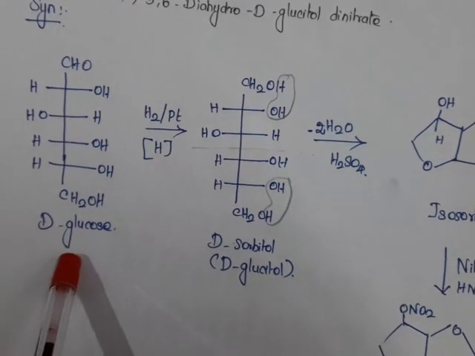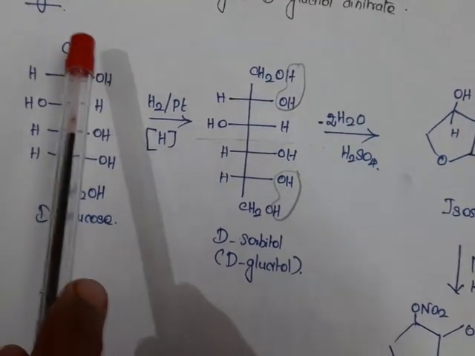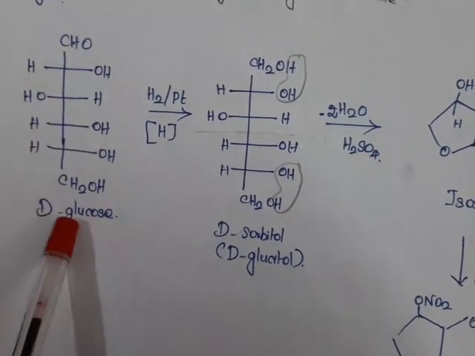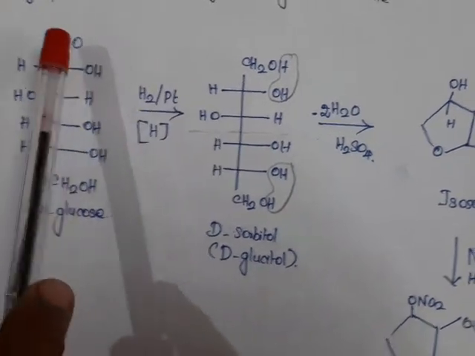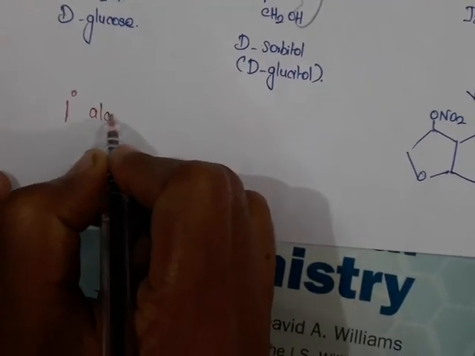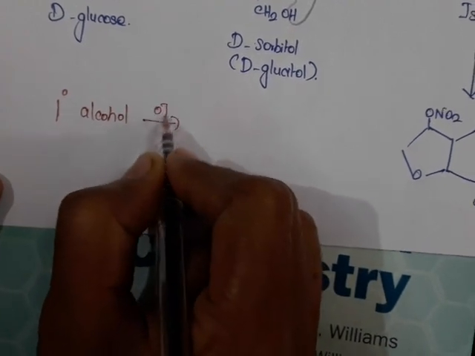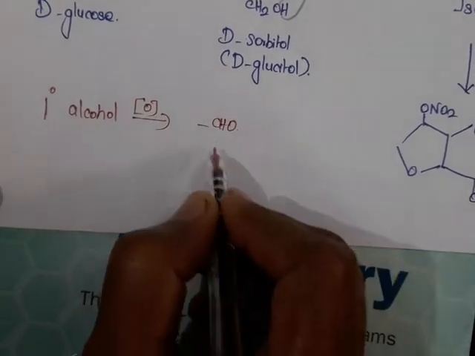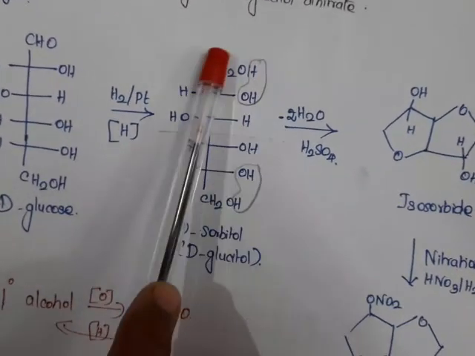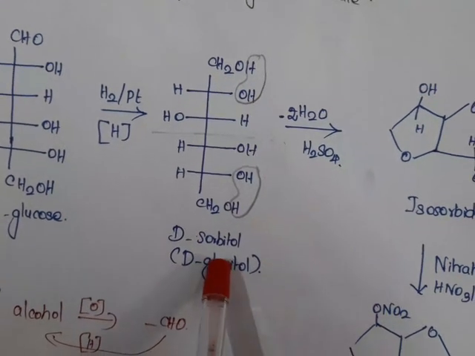So what is the structure of D-glucose? We have 6 carbons. Okay. Here CHO, here CH2OH. In the center CHOH, 4 times CHOH. This is glucose. This undergoes reduction. This is aldehyde. Aldehyde will be reduced. Already we have known primary alcohol on oxidation gives aldehyde. So aldehyde on reduction gives primary alcohol. Here we have aldehyde, so this aldehyde is reduced and we are getting primary alcohol, that is CH2OH. Okay. So this is called D-sorbitol.